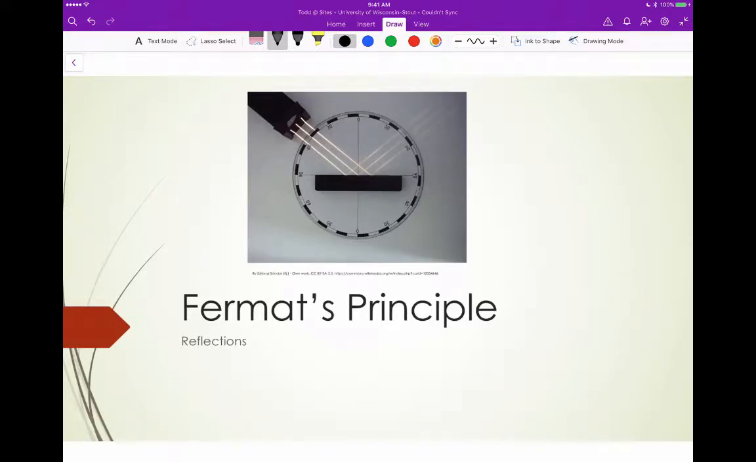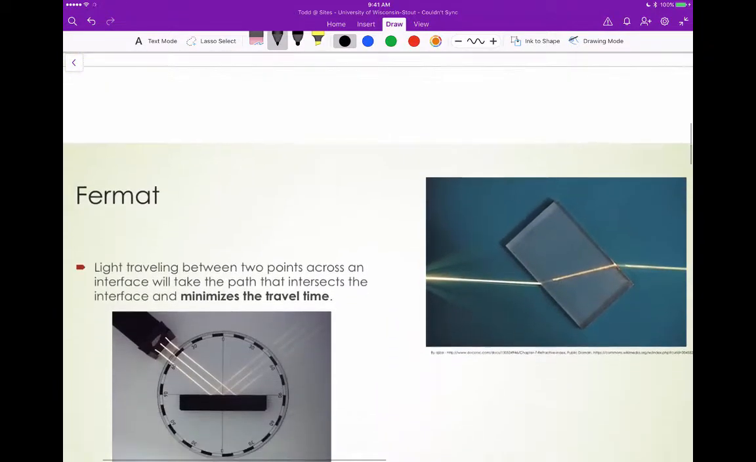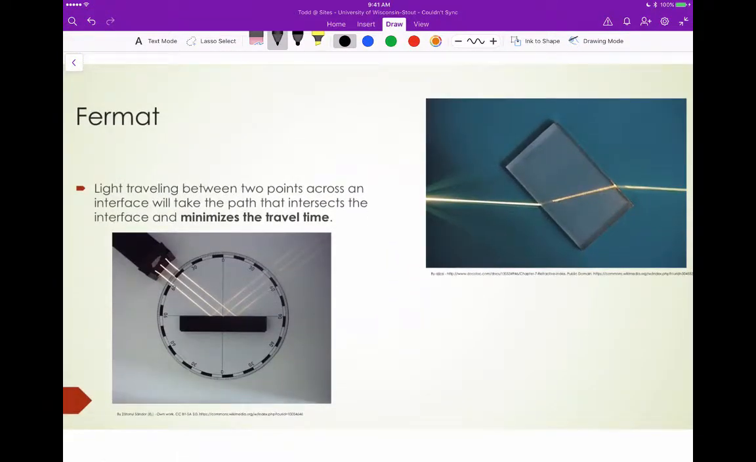So in this video, I'm going to introduce Fermat's principle, and then we're going to talk about how Fermat's principle results in the angle of incidence equal the angle of reflection. So Fermat's principle basically states that when light is traveling between 2 points across some sort of interface, whether or not that interface be, say, a mirror or through some sort of substance, it's going to take the path that minimizes the travel time.